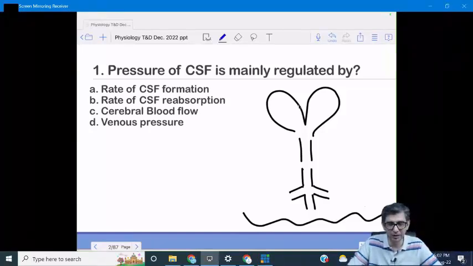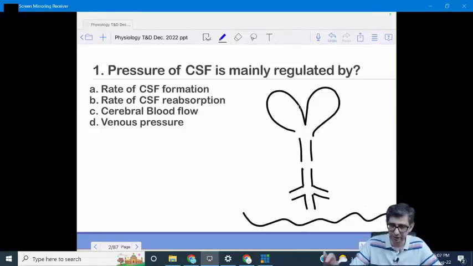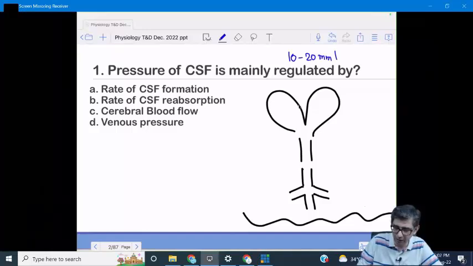So let's get started with the first one for today. Pressure of the CSF is mainly regulated by... so I'll just put in the normal values. The normal pressure of the CSF is 10 to 20 millimeters of mercury.